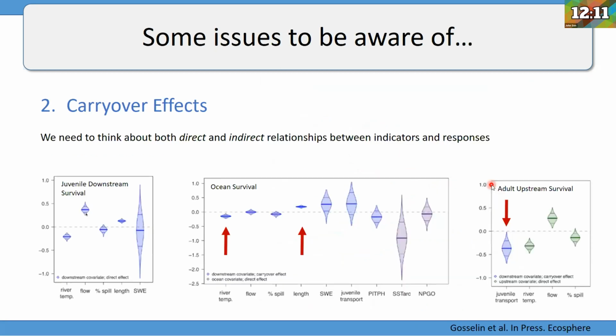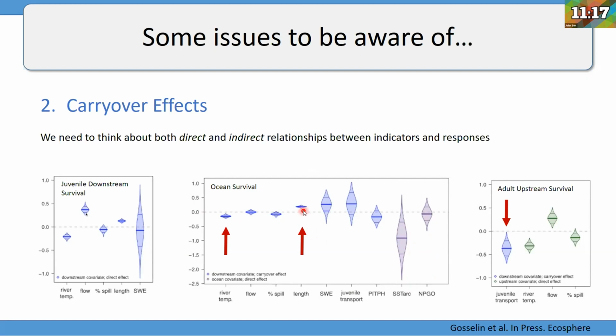The second issue I wanted to bring up is a related one, and this is what we call carryover effects. This is also a paper by Jennifer Goslin that's in press now in Ecosphere. Jennifer and her team modeled juvenile downstream survival, ocean survival, and adult upstream survival. Normally, if we're going to model ocean survival, we would use things in the ocean as covariates to survival. So the PDO that Nate mentioned earlier, and sea surface temperature in the eastern North Pacific, are logical covariates to look at.